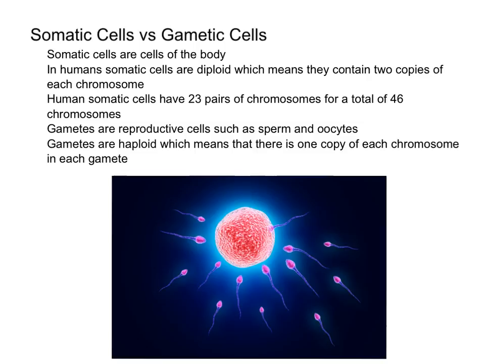But anyway, essentially gametes are just reproductive cells. Sperm and eggs are examples, or oocytes. And then they're haploid, which means there's 1 copy of each chromosome, and they unite to form a diploid embryo. Some key differences between somatic cells and gametes: somatic cells are diploid cells, while gametes are haploid.